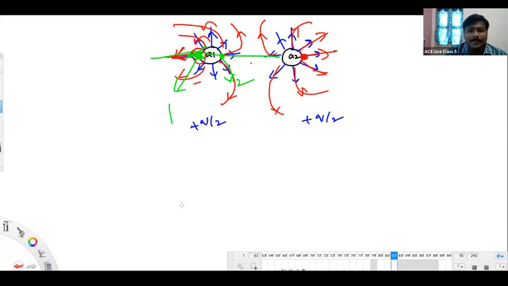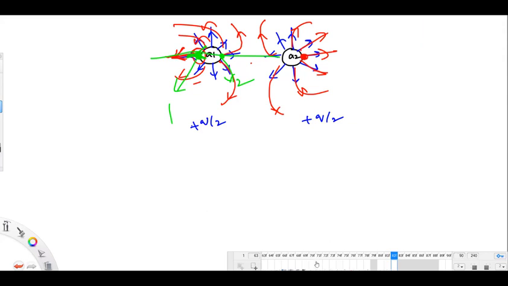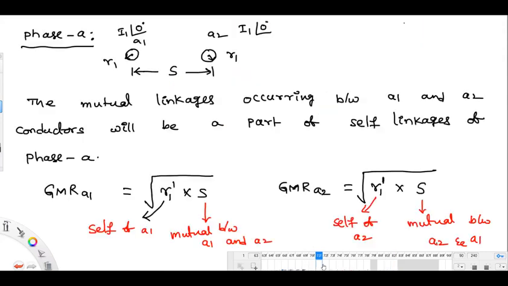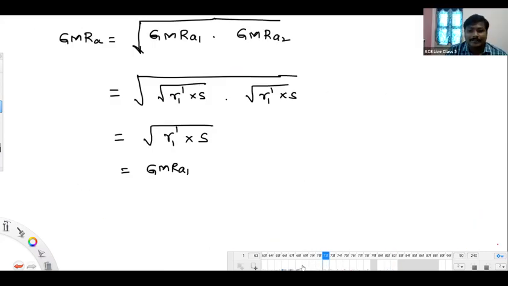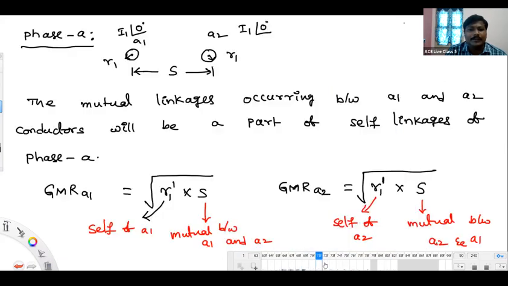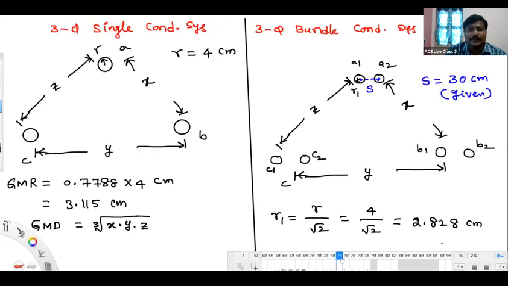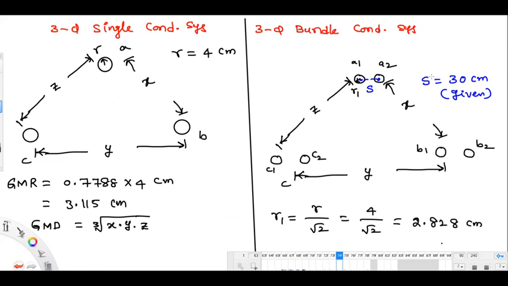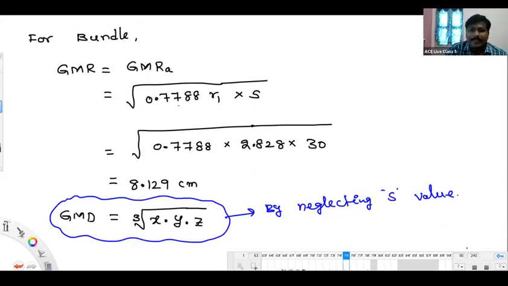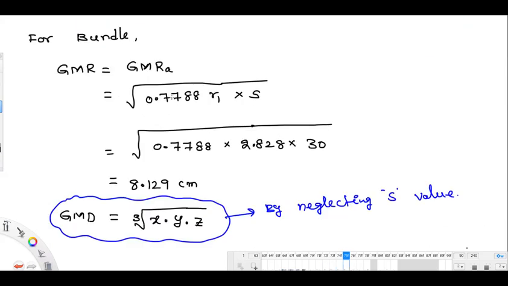Sir, I had a doubt about the last part: how does per phase capacitance vary when we use a bundled conductor? Calculate the DS value for this problem, Jessica. The radius is 4 centimeters already. And what is the DS for capacitance calculation? Root of r into s, right? It is the same calculation as before, but you don't get 0.7788; it will be root of 2.828.